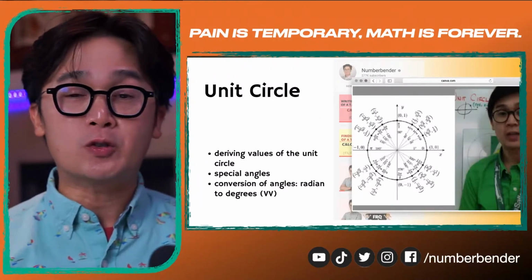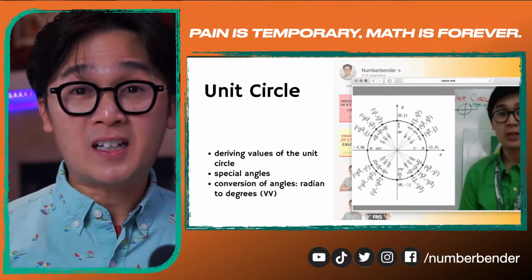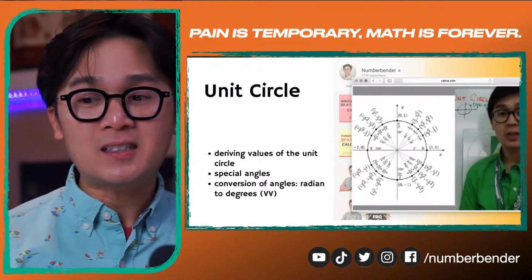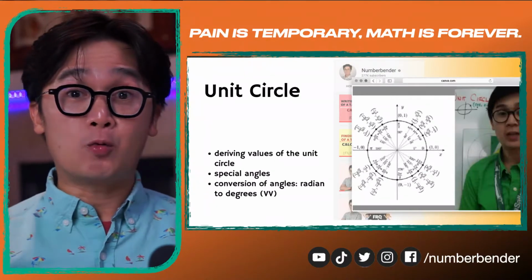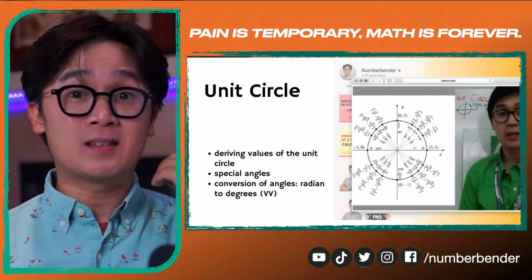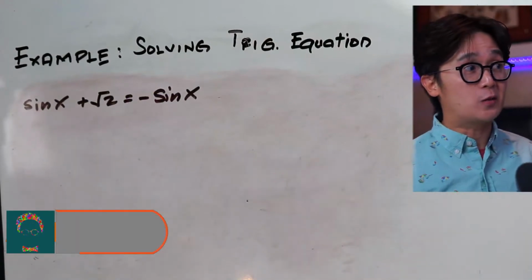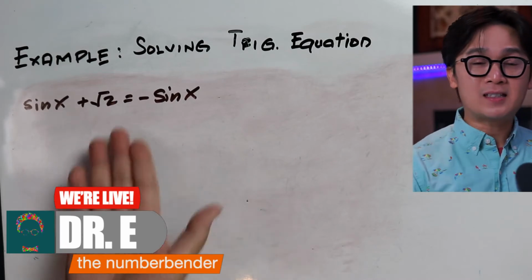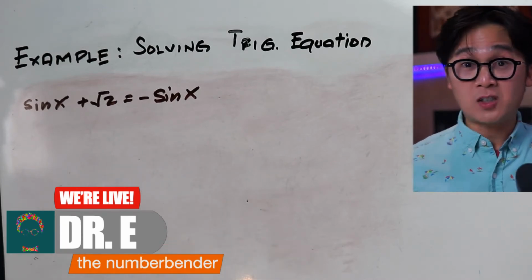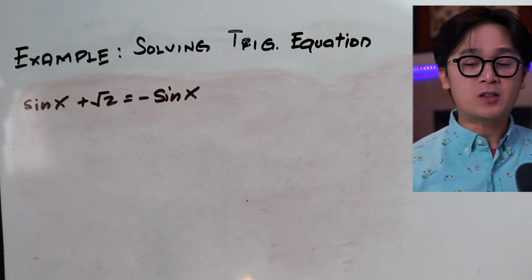And once they know how to use their unit circle in finding, let's say, sine 30 degrees or cosine 90 degrees, once they have mastered that skill, then I will introduce to them how they will combine those two skills, solving equations and the unit circle, in solving a trig equation like this that I am going to share with you. So we have sine x plus square root of 2 equals negative sine x, and this is an example of a trig equation that my students can see for the first time when I introduce this particular topic.